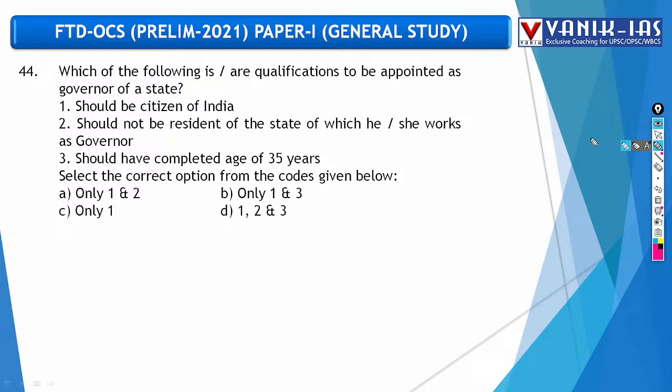Which of the following are qualifications to be appointed as governor of a state? It's a citizen of India. Yes, it's a citizen of India. Should not be a resident of the state. There is no such qualification, right? He may belong to the same state also, but usually that is not the practice. According to the Sarkaria Commission, a political person need not be appointed as the governor, so he should not be a resident of the particular state. Should have completed the age of 35 years. So options 1 and 3 are right regarding the governor of the state. Okay. So B is the answer.